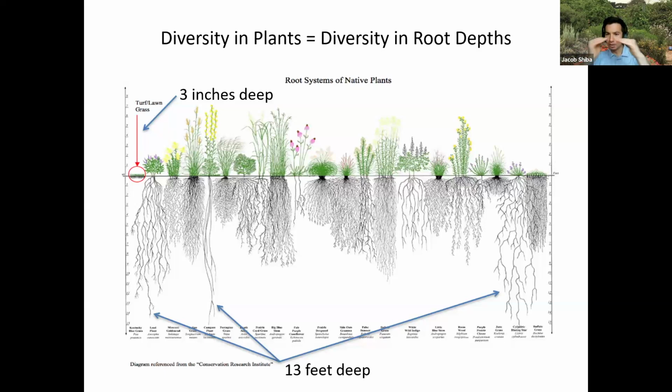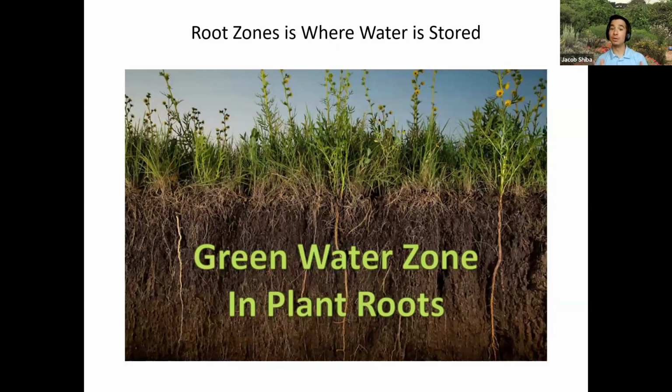Now, that area below the surface of the soil where plant roots exist is essential for holding on to rainwater. It's what we call the green water zone. This is the area where this water is stored. This is the area that water is going to be allowed to percolate down into much easier, holding onto that water throughout the rainy season, but into spring and even into summer as well.